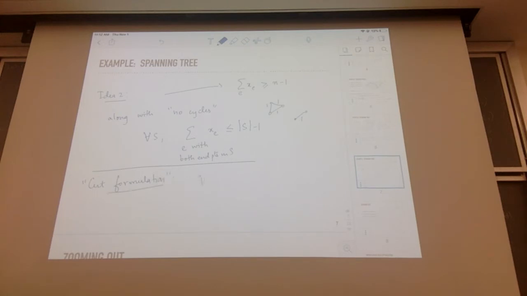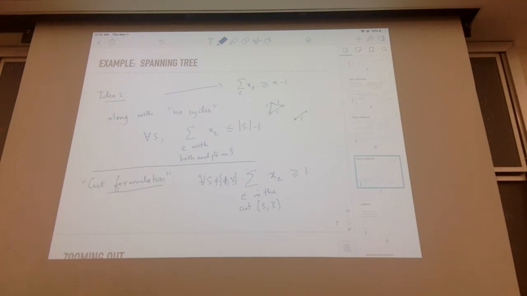It is for all S, the sum over E in the cut of S and S bar of xe is bigger than or equal to 1. So for all S that's not equal to either the empty set or the full set, since then there would be no cut.